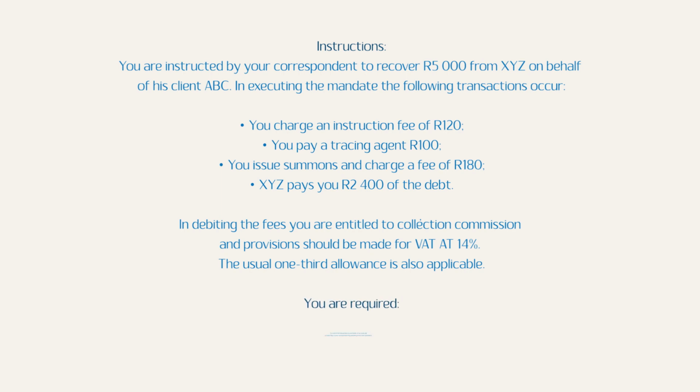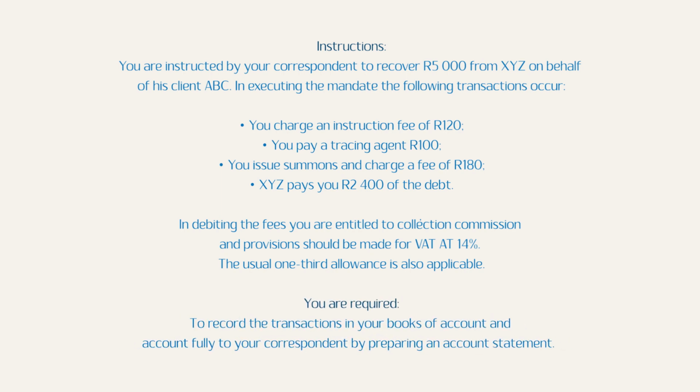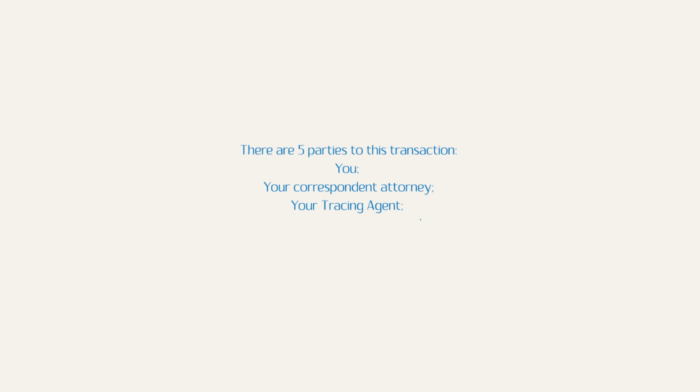You are required to record the transactions in your books of account and account fully to your correspondent by preparing an account statement. There are 5 parties to this transaction: you, your correspondent attorney, your tracing agent, ABC, who is your correspondent's client, and XYZ, who is the debtor of ABC.